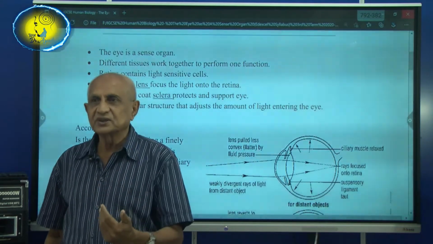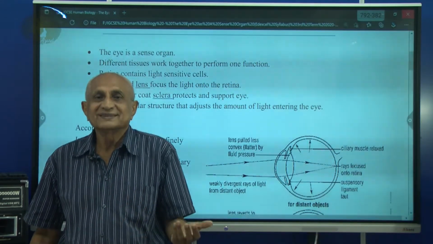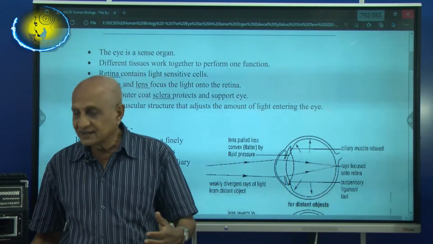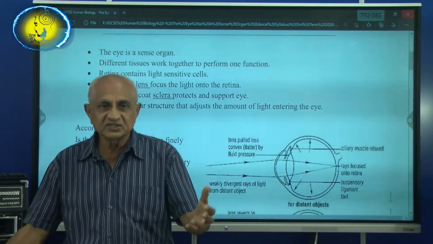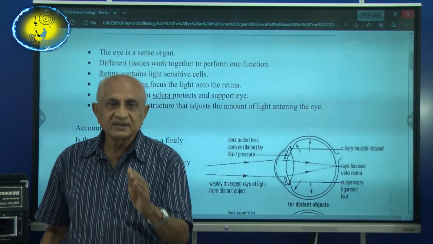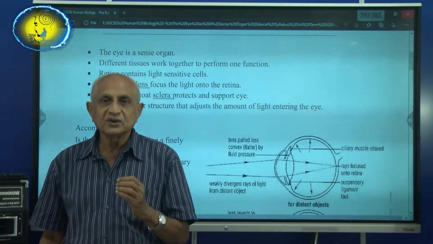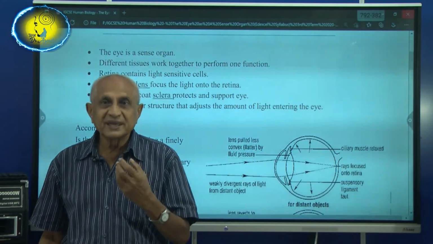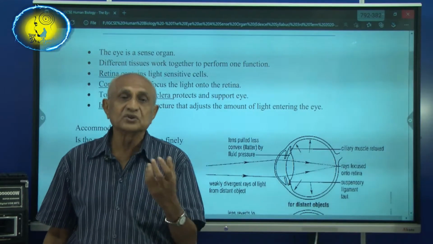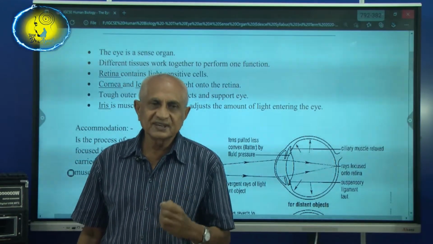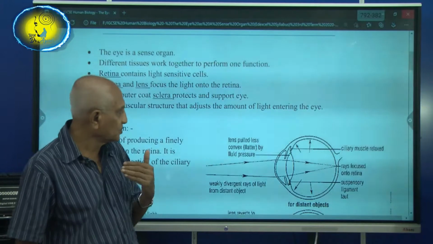As you are walking into the cinema, you can't see anything. You have to hold the table, the chairs around and go and sit somewhere. Then after some time you begin to see the objects around you. So this experience you have, you know it.